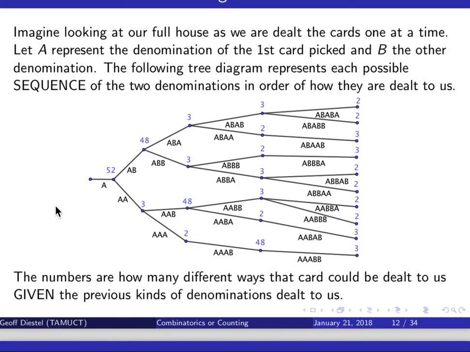And the multiplication principle says that if we take 52 times 48 times 3 times 2 times 3, that number is going to be the number of different full houses we could be dealt by keeping track of the order of the cards, so that the denominations came to us as A, B, B, B, A. But if you look at all these branches, the same 5 numbers appear. There's always a 52, there's always a 48, there's always 2 threes and a 2. So each branch actually has the same number.